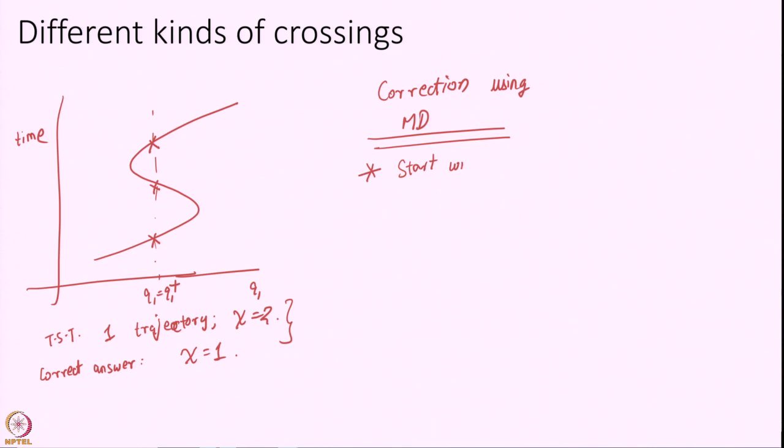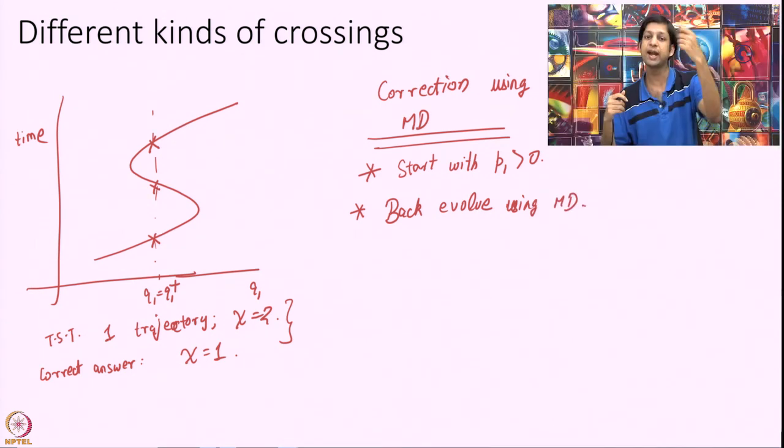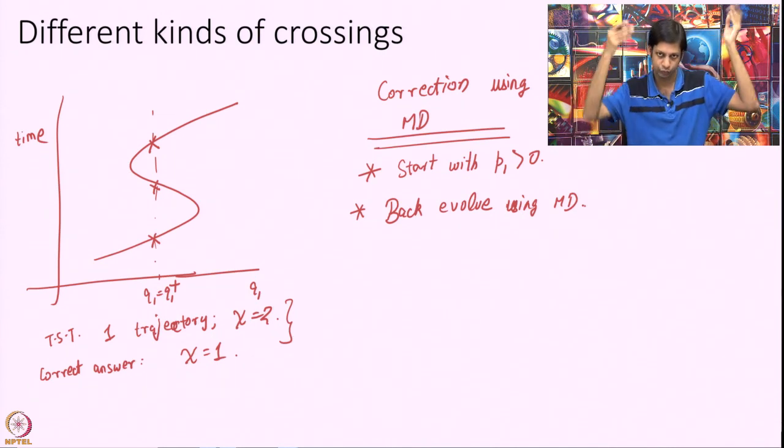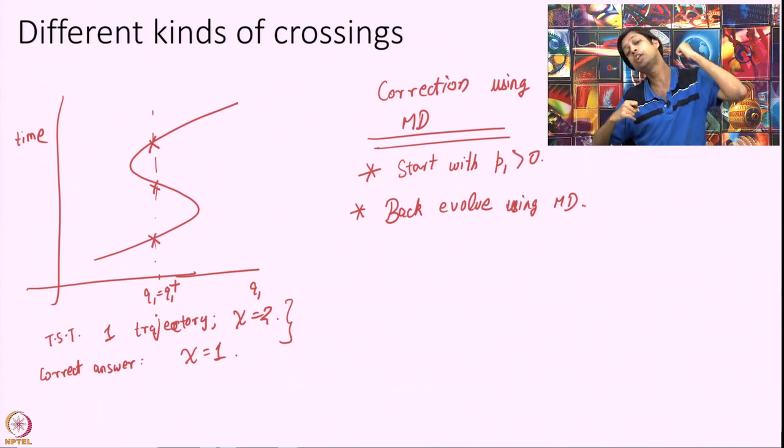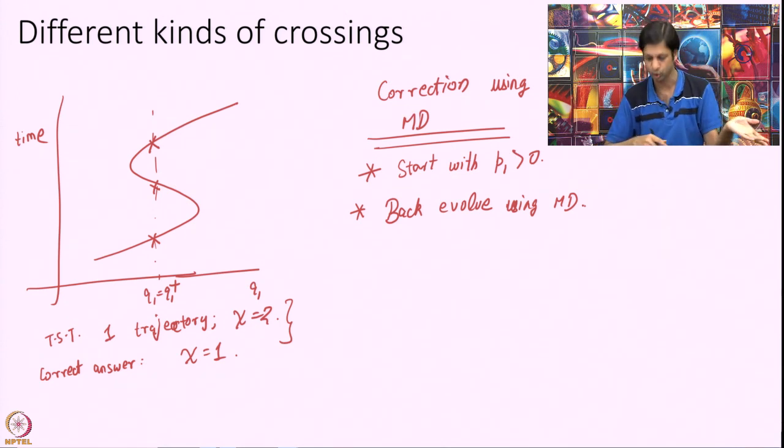Start with P1 greater than 0. Back evolve using molecular dynamics. Back evolve really means I am setting t to minus t. Remember that Newton's laws are perfectly time reversible. So, if you give me a value of q, p, I can also go back in time and tell you what q and p would have been some time ago. That is very easy to do in molecular dynamics.